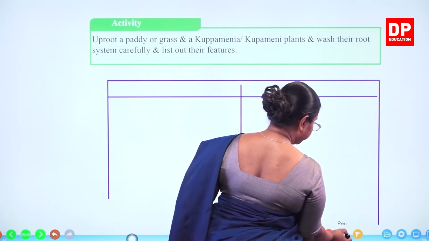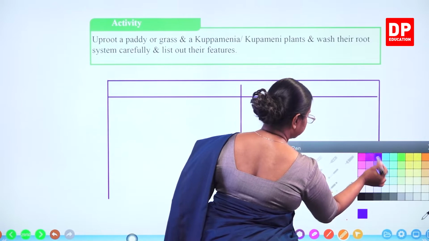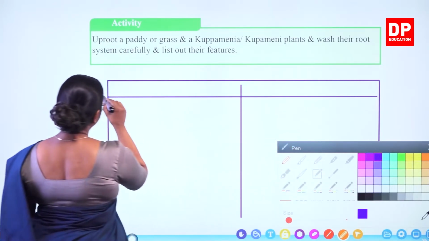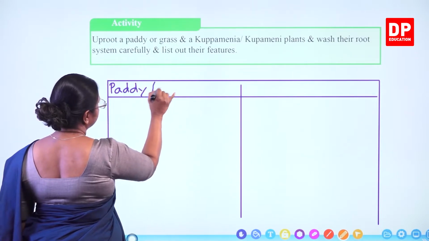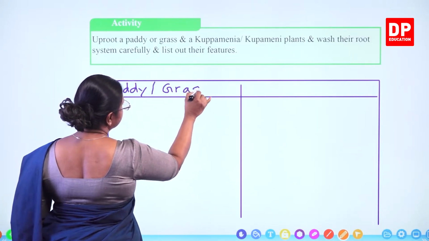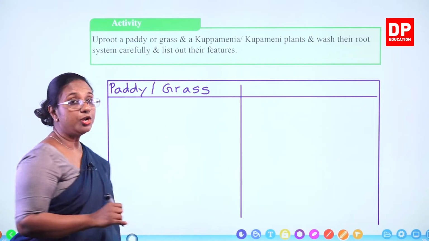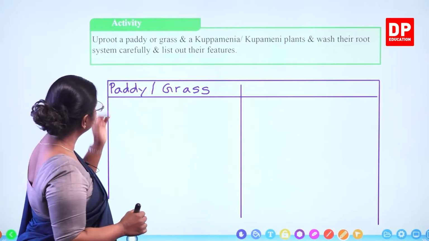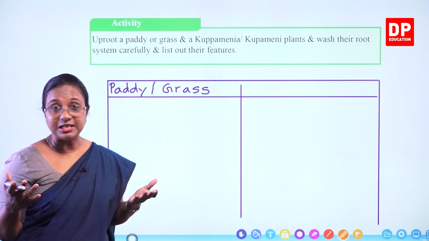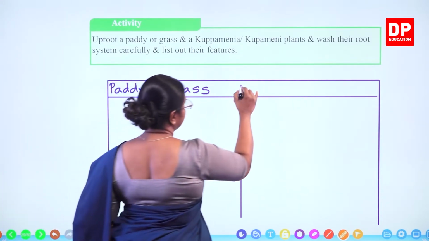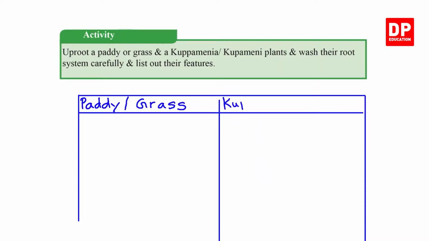So here we had the monocot plant. I will just write it as paddy or grass because when you all do the activity, you might be able to observe paddy or sometimes grass. But both of them have similar features. And on this side, we have the Cupomania plant.